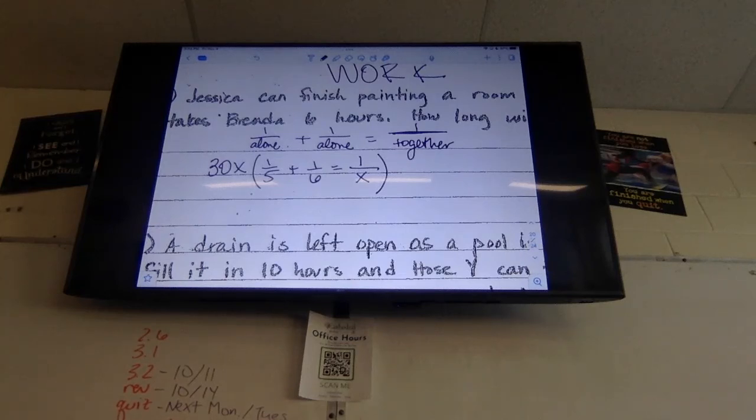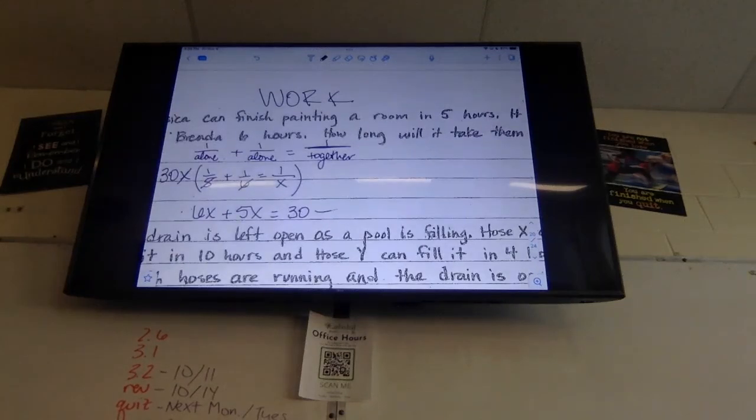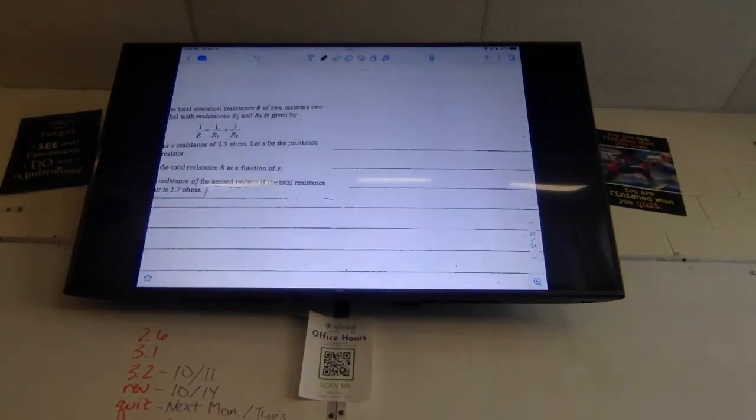So as I multiply, 30x divided by 5 will cancel and get me 6, so I'm left with 6x. 30x divided by 6 will cancel and leave me with 5x. And the last one, 30x divided by x, so the x is going to cancel out and I'm left with just 30. Let me rewrite that up over here so I can do some work out.